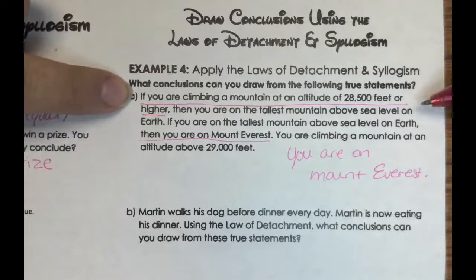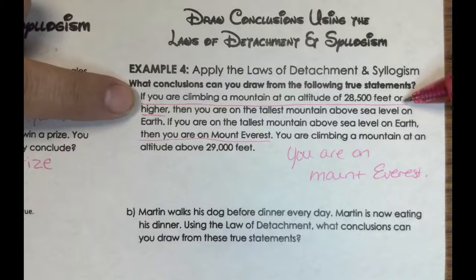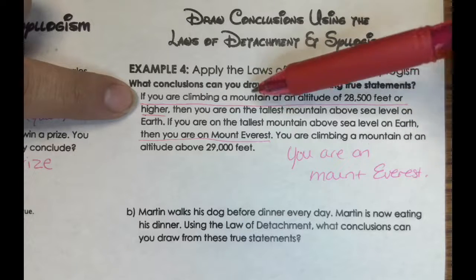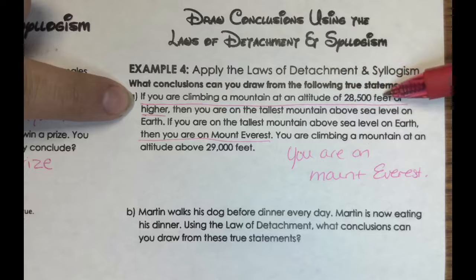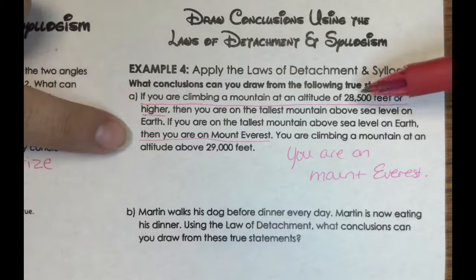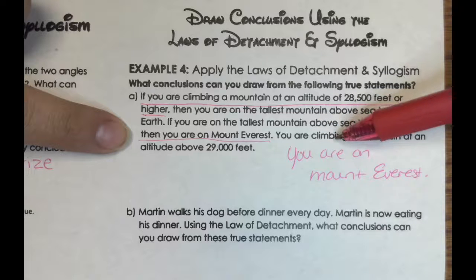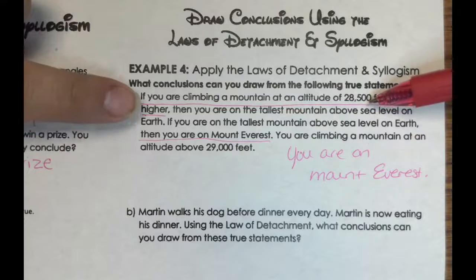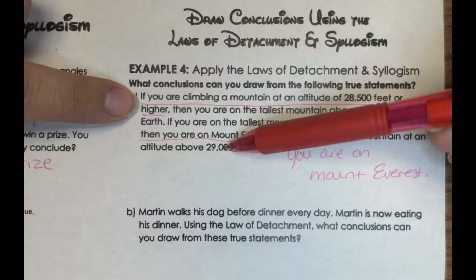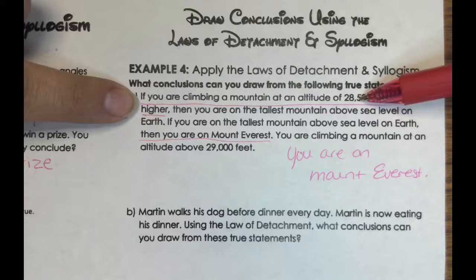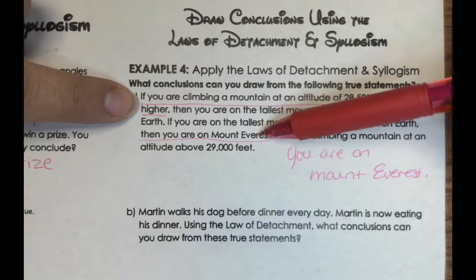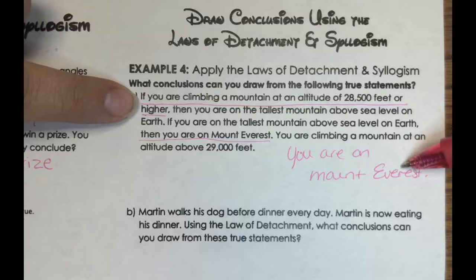So once again, the law of syllogism let us create this statement. You're climbing a mountain at an altitude of 28,500 feet or higher, then you're on Mount Everest. Then if you're given some information that makes that hypothesis true, so 29,000 feet is more than 28,500 feet, then that means we are on Mount Everest. So we're currently on or climbing Mount Everest.